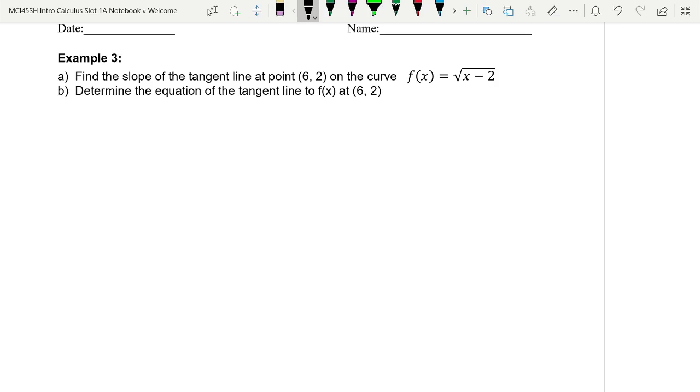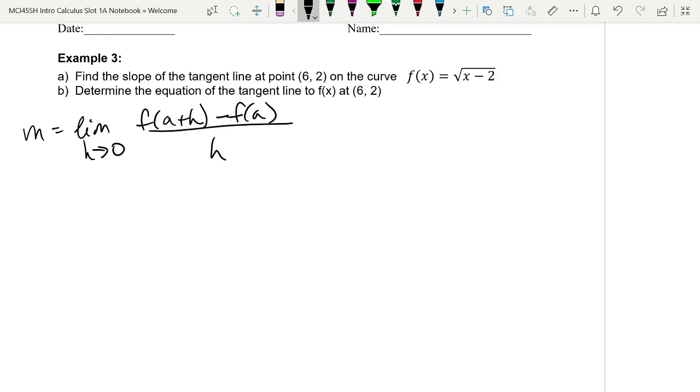So the formula is the slope is the limit as h approaches 0 of f of a plus h minus f of a all over h. And we are going to this time have a is 6 and f of a is 2. So that's going to equal the limit as h approaches 0. So a plus h is 2 plus h. I'll use h plus 2. So I'm replacing this x with h plus 2.